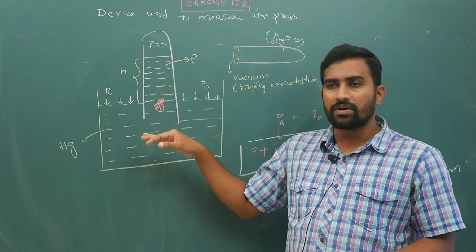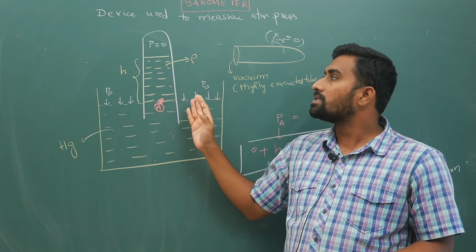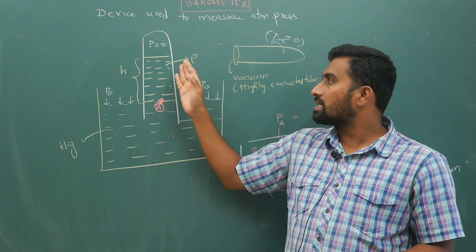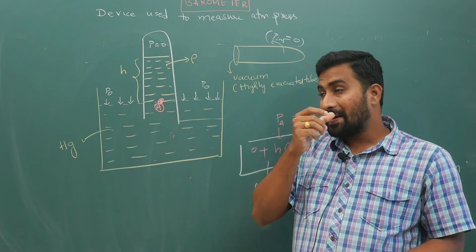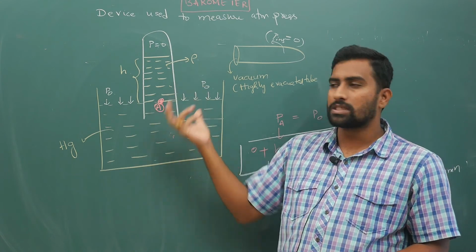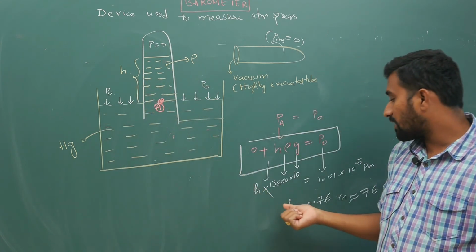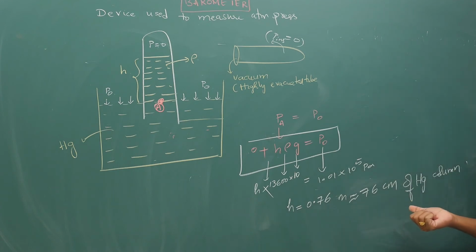When the liquid is flowing from high pressure region to low pressure region, what is happening? Because of the pressure difference, your liquid will start flowing. When the liquid starts to flow, it rises up to some height. When pressure becomes equal to atmospheric pressure, this flow will stop. So how much height it has raised is H. So that H, if I calculate, will become 76 centimeter of Hg.